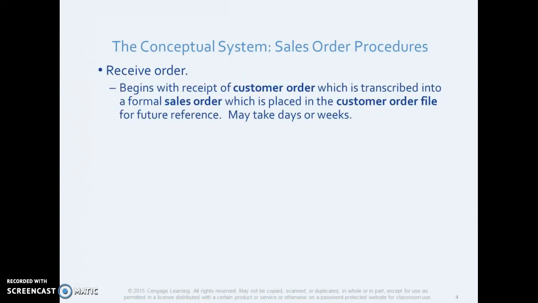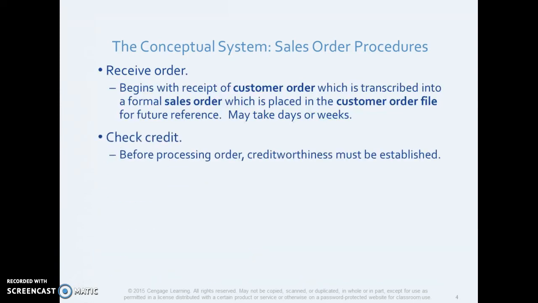So the conceptual system, you have sales order. So what do you get first? You get a receive order. So you begin with a receipt of a customer order, which is then transcribed into a formal sales order, which is placed in a customer order file for future reference.